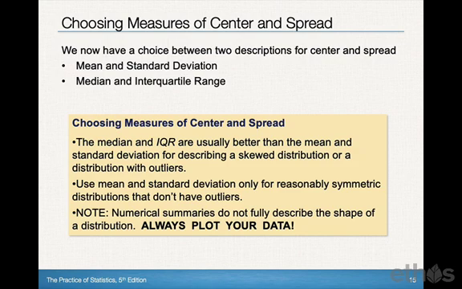When data is reasonably symmetric, mean and standard deviation are the ways to go, okay? Especially when they don't have outliers. Mean is yanked around by outliers. So if you have outliers in a data set, you probably don't want to use mean unless you have a good reason to. Mean and standard deviation tend to go together.